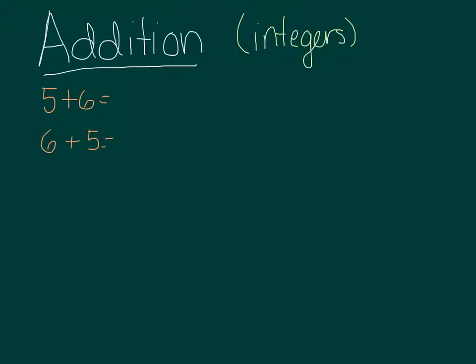First, let's talk about addition with just regular numbers. I think you could all pretty quickly tell me that 5 plus 6 is 11, and 6 plus 5 is also 11. So addition is what we call commutative. That means the order doesn't matter. And that holds when we add polynomials as well.